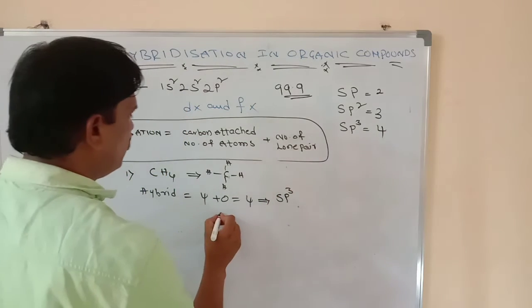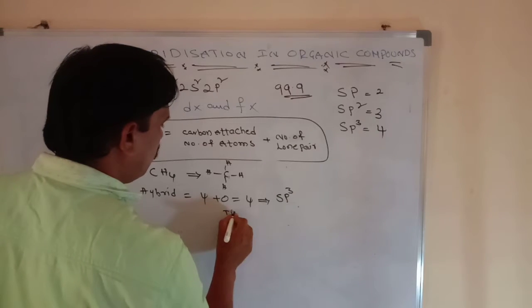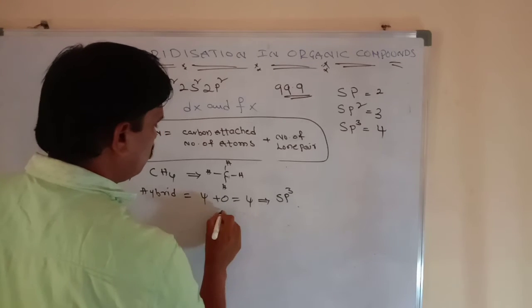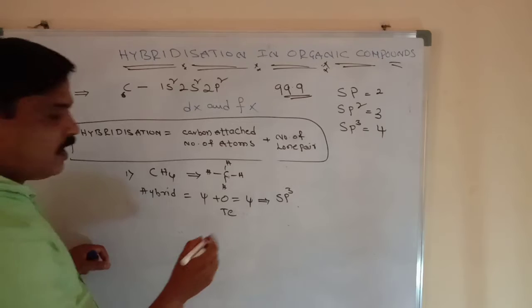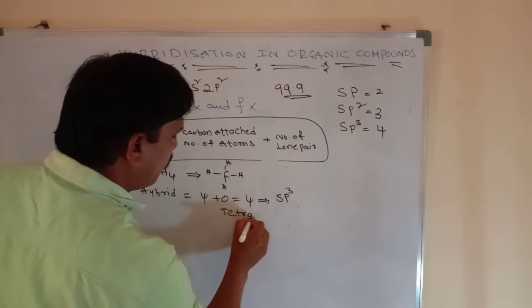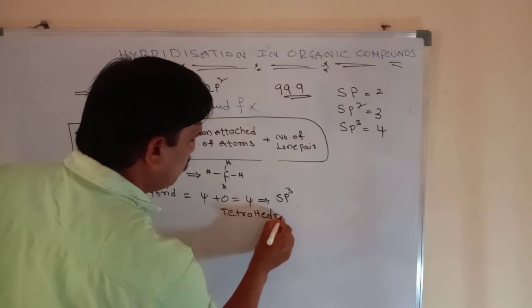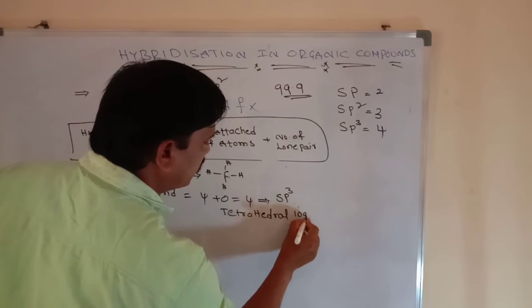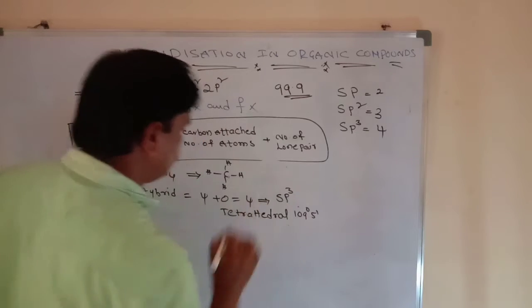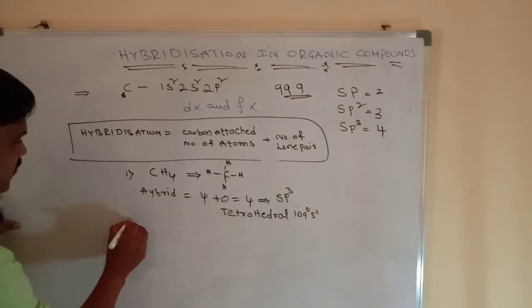sp3 hybridization means tetrahedral shape. The shape of the molecule is tetrahedral and the bond angle is 109 degrees.